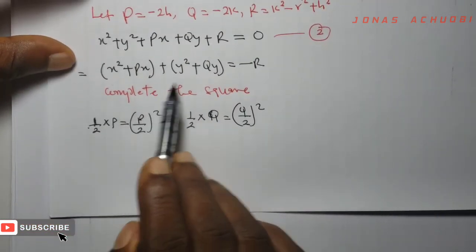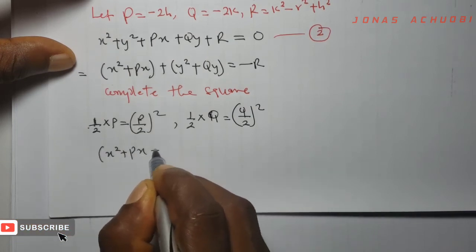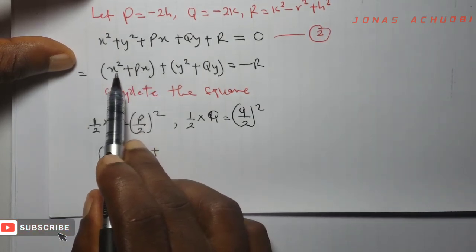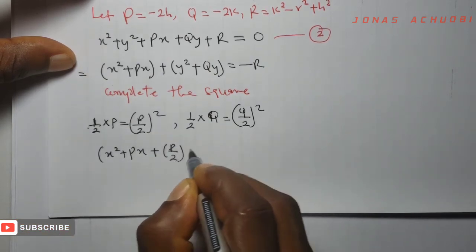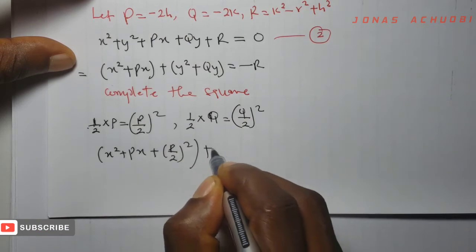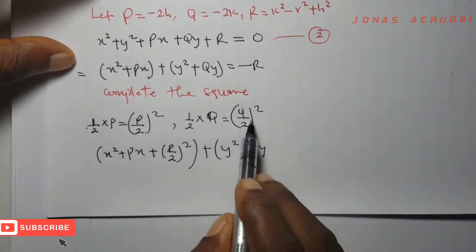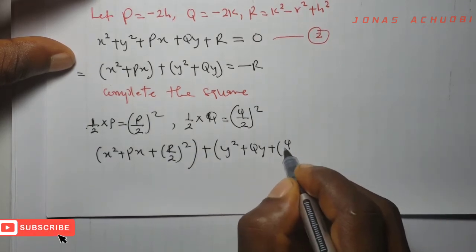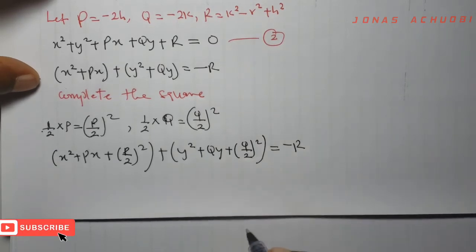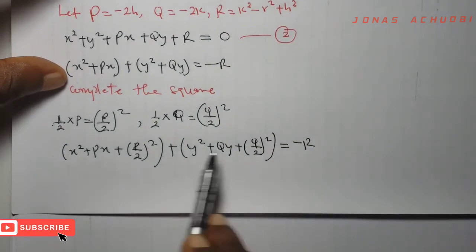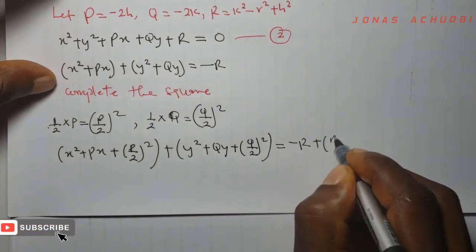So if you do that, this now becomes x squared plus px plus, to make this x a complete square, we now add p over 2 all squared, plus y squared plus qy, to make y a complete square, we now add this term, plus q over 2 all squared, equal to minus r. Since we have added these two terms to the left hand side, for equality to be maintained, we must also add them to the right hand side.